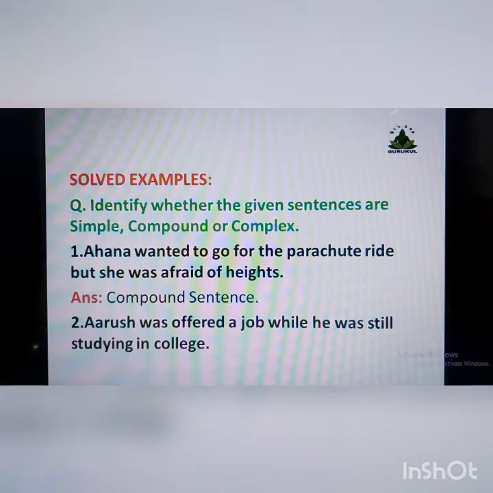The question is, identify whether the given sentences are simple, compound, or complex. The first sentence is, Anna wanted to go for the parachute ride, but she was afraid of heights. In this sentence, there are two simple sentences. Anna wanted to go for the parachute ride is one simple sentence, whereas she was afraid of heights is another simple sentence.